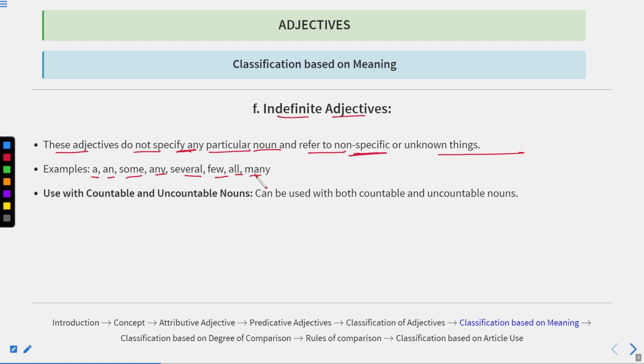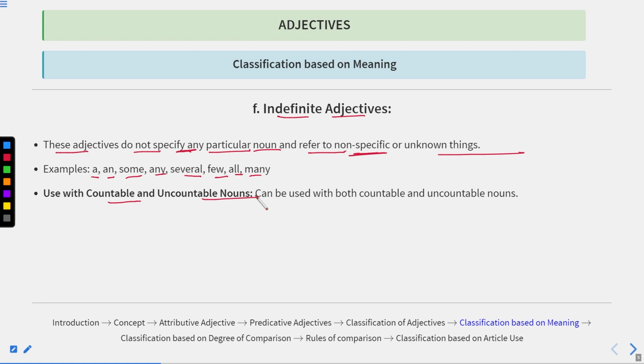Also, we are using these words with countable nouns only, and these words cannot show the exact number. If I say several books, it means there are a few books, but how many they are, I don't know exactly. Okay. So, use with countable and uncountable nouns.